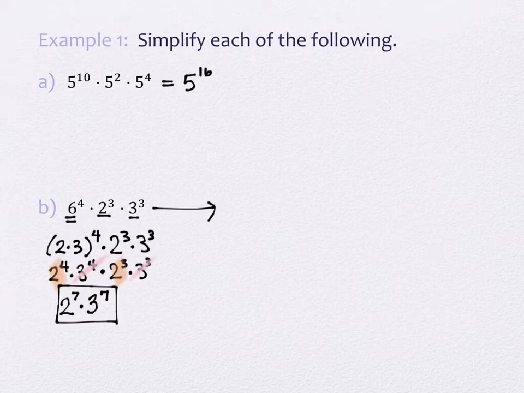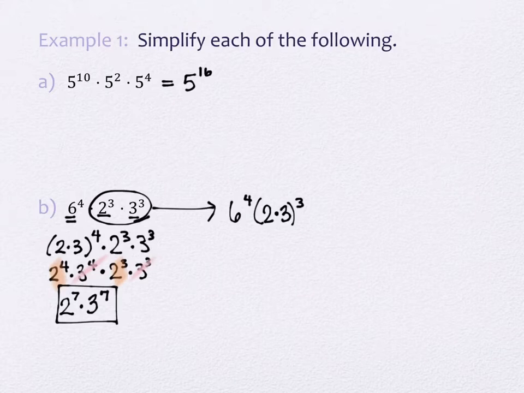An alternate approach, instead of taking the 6 and breaking it down, would be to leave the 6 as it is. And instead recognize that this piece right here both have a power of 3, which means I could pull the power of 3 out and use property number 4 in reverse. They both have a power of 3, so let's just pull that out. Because 2 times 3 is 6. And now I have 6 to the 4th and 6 cubed, which is 6 to the 7th.